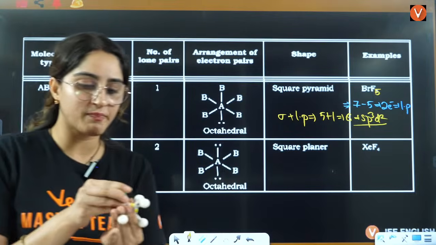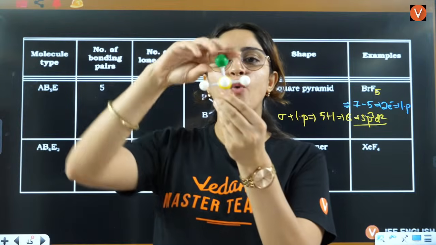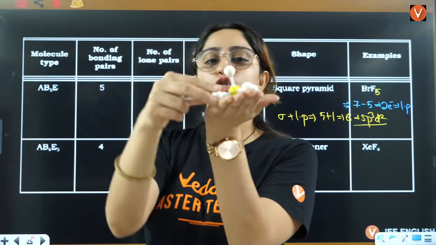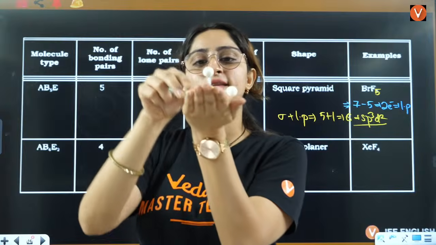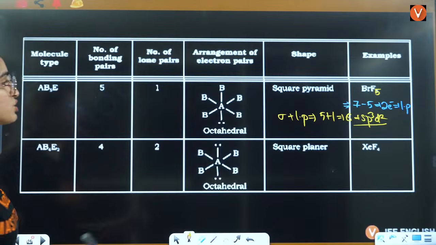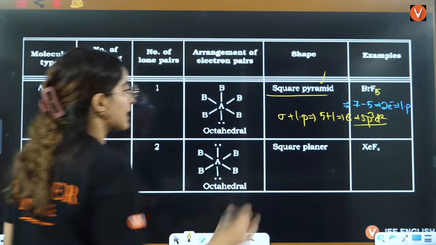You have 1 lone pair, which you can put here. Now to calculate the shape, you ignore the lone pair. That is a square because of these 4 bonds, and this is a pyramid. Square pyramidal shape will be there. So the shape is square pyramidal, right?